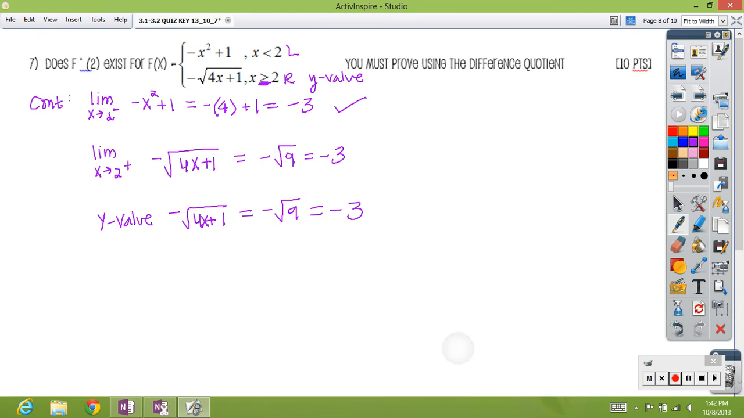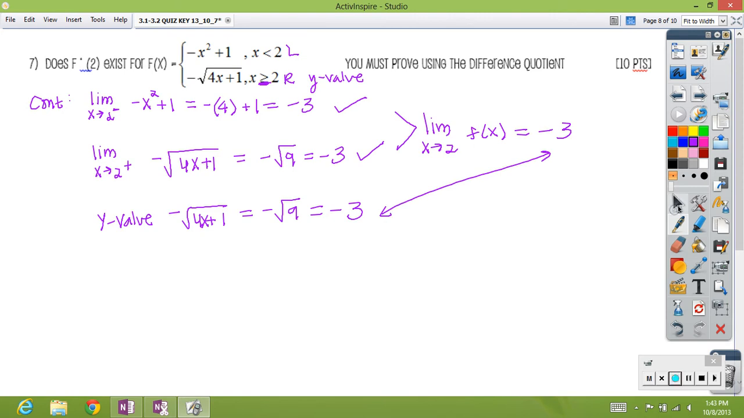Because the left and the right are equal, that means the limit as x goes to 2 of f of x has to also be negative 3. And then the y value is also the same. So really I was looking that you check the left, the right, and the y value.